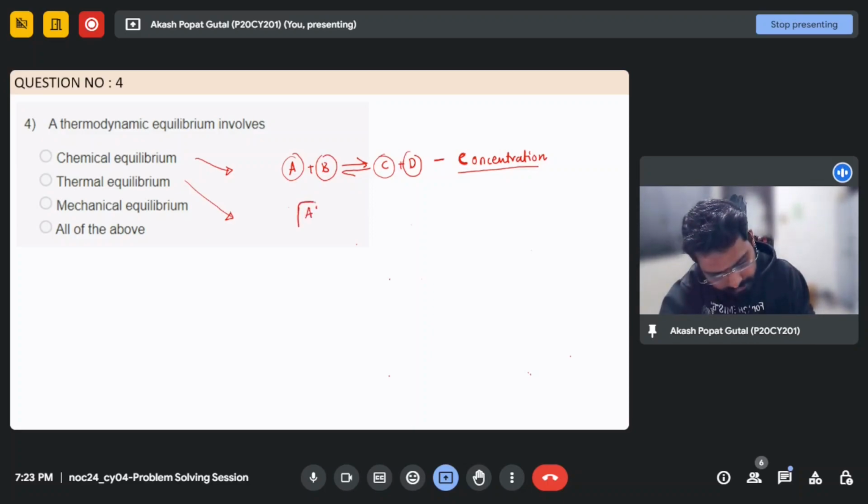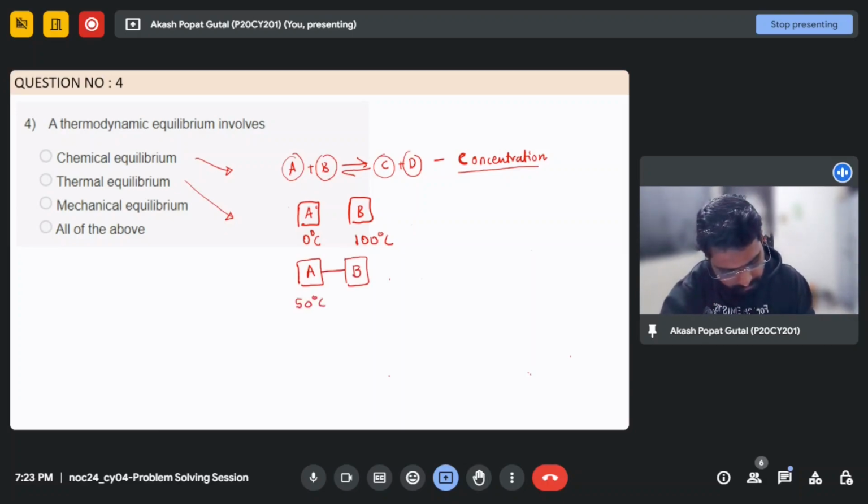So there are two bodies, A and B. Initially, A has a temperature of 0 degrees, and B has a temperature of, suppose, 100 degrees. Suppose we connect A and B, then their temperature becomes 50 degrees, 50 degrees. So they attain thermal equilibrium.